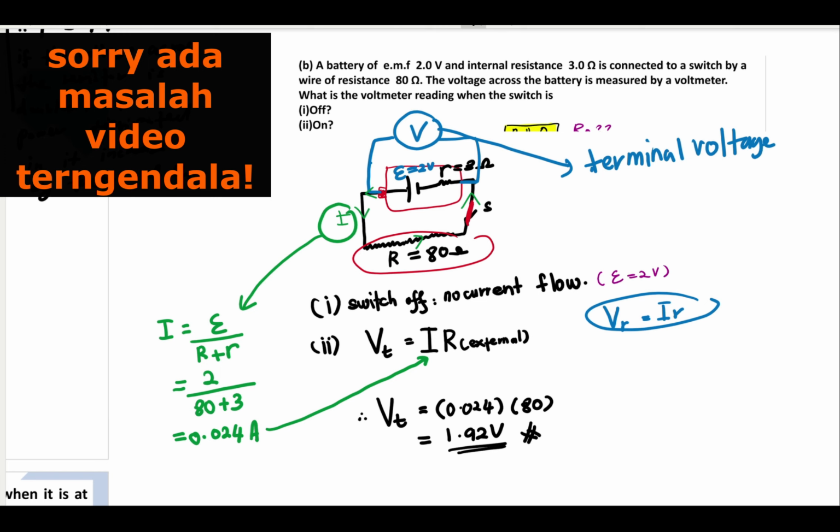We will substitute this here. Finally, the terminal voltage. This value, 0.024 ampere, is the current that passes through the external resistance and also through the internal resistance. They are in series combination, right? So we can substitute the value, external 80, and we will get the answer 1.92 volt. So this is the answer.